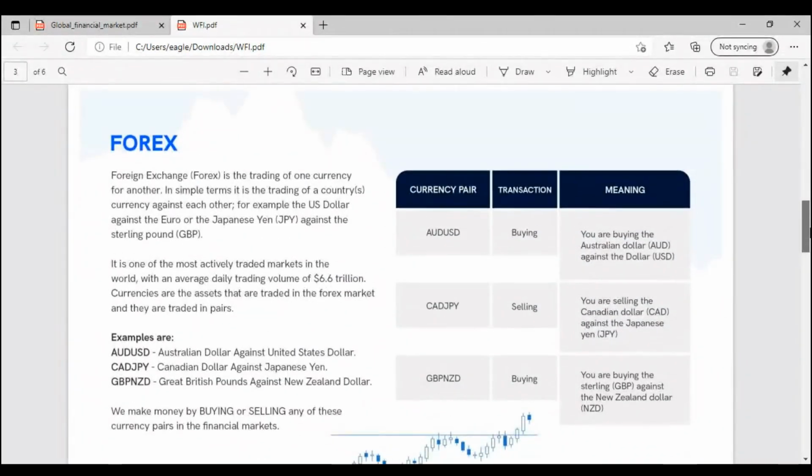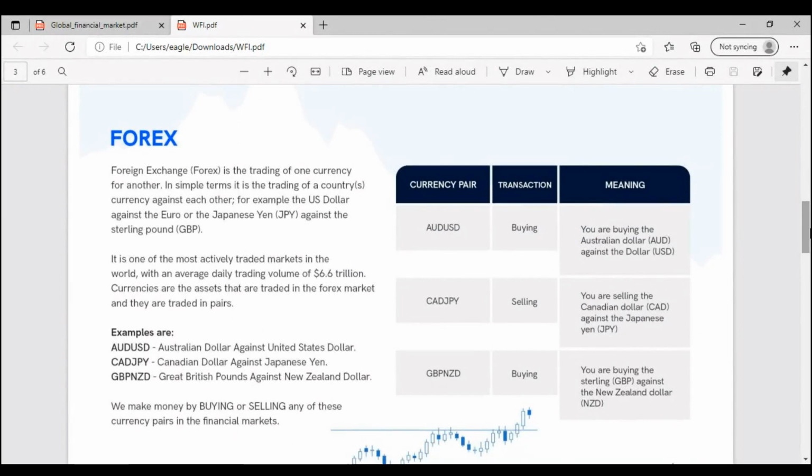The foreign exchange market, Forex, is the trading of one currency for another. In simple terms, it is just the trading of a country's currency against each other. For example, the United States dollar against the euro or the Japanese yen against the sterling. It is one of the most actively traded markets in the world with an average daily volume of $6.6 trillion. Like I said, that's the average amount being traded in that market, $6.6 trillion, every single day.